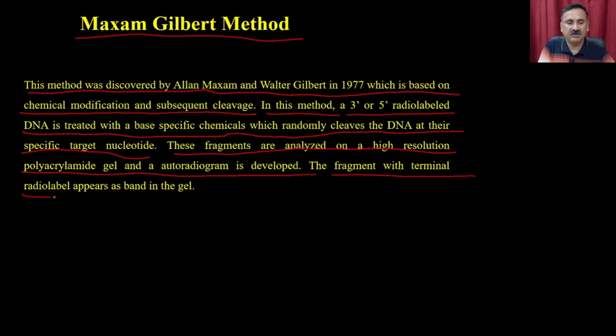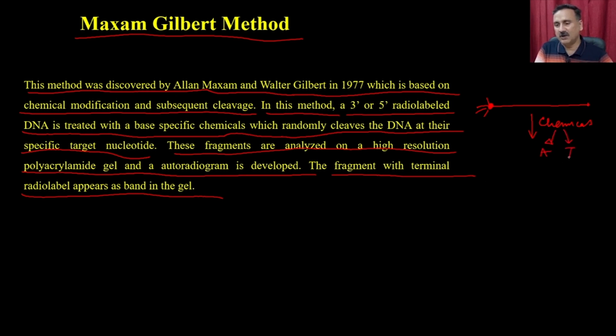The fragment with the terminal radio label appears as a band in the gel, which means it is going to take a DNA fragment, label it on one side with radioactivity, and then treat it with the chemicals. These chemicals are specific, so they will either target the A nucleotide, the T nucleotide, the G nucleotide or the C nucleotide, and as a result you are going to get small fragments of this DNA, where on this side you already have the radioactivity, but the place where it is cleaved is either A or T or G or C.